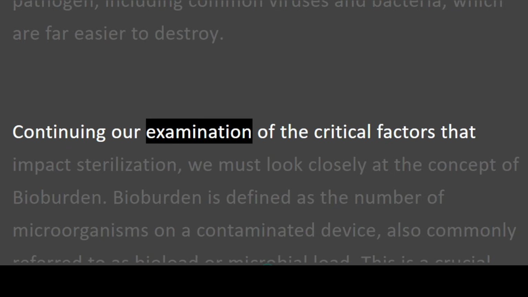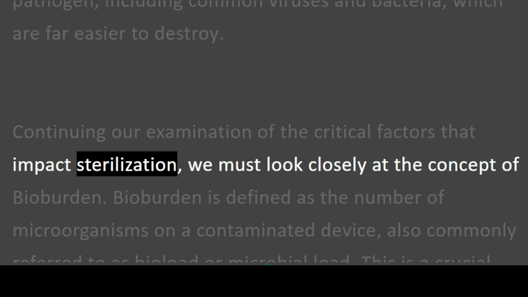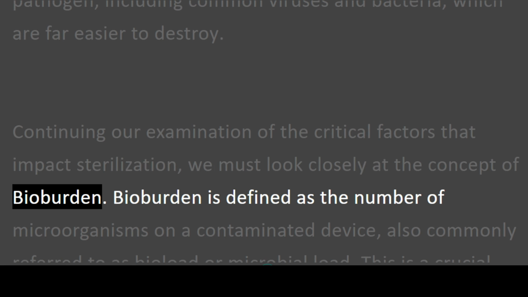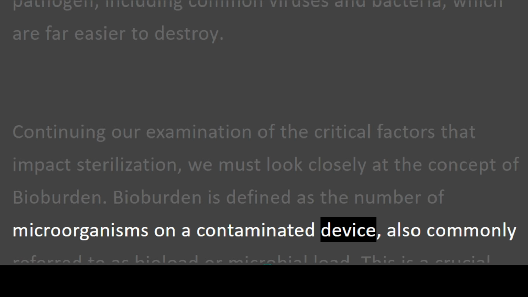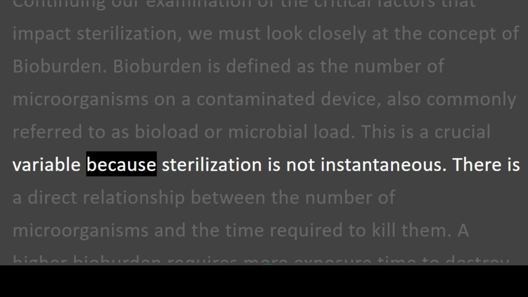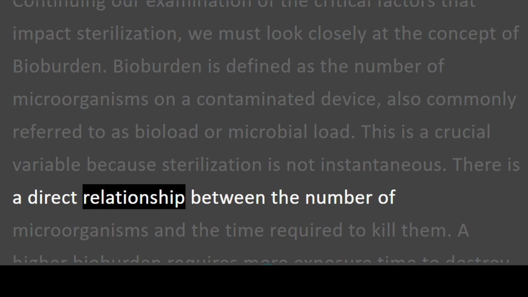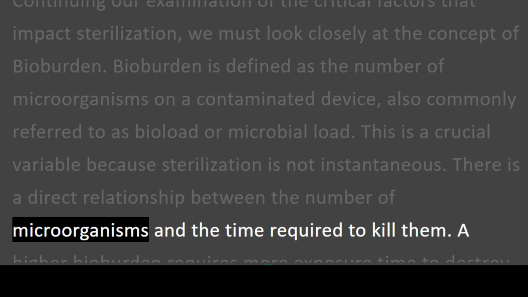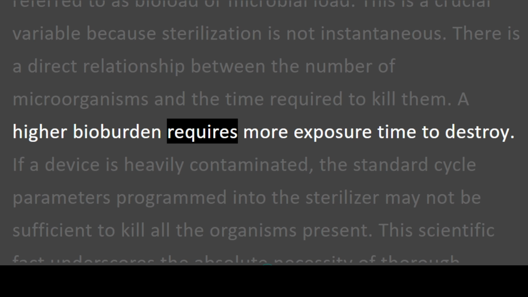Continuing our examination of the critical factors that impact sterilization, we must look closely at the concept of bioburden. Bioburden is defined as the number of microorganisms on a contaminated device, also commonly referred to as bioload or microbial load. This is a crucial variable because sterilization is not instantaneous. There is a direct relationship between the number of microorganisms and the time required to kill them. A higher bioburden requires more exposure time to destroy.